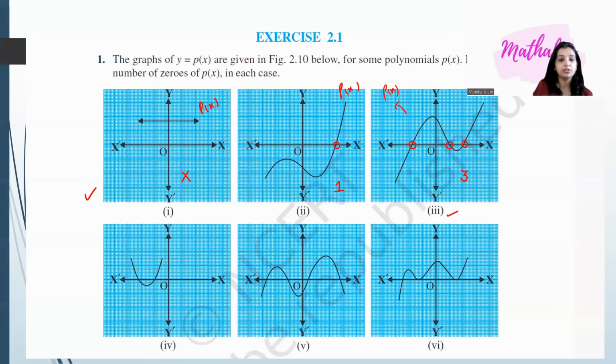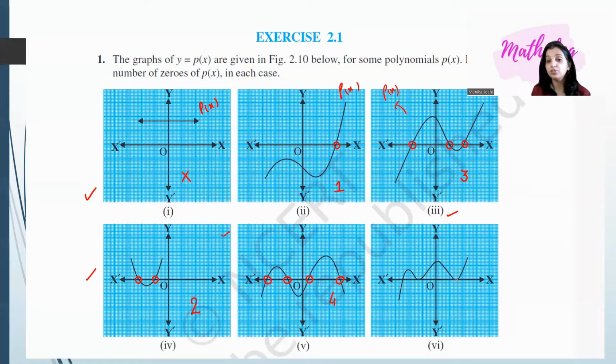Now move to the fourth part. As we can see, this graph cuts the x-axis at 2 points. Okay, so the number of zeros is 2. Here, how many? 1, 2, 3 and 4. So the number of zeros is 4.